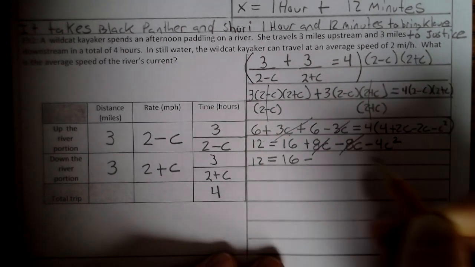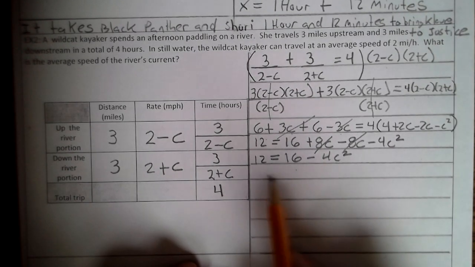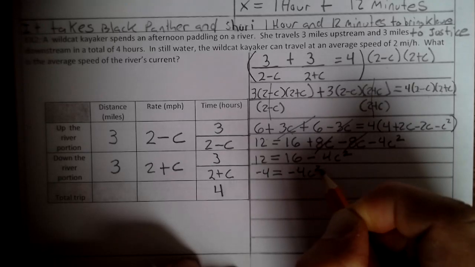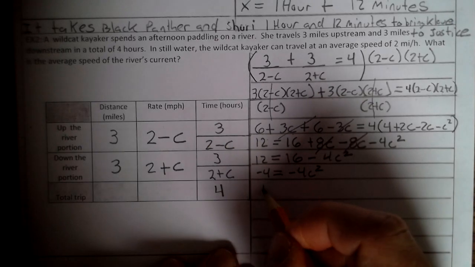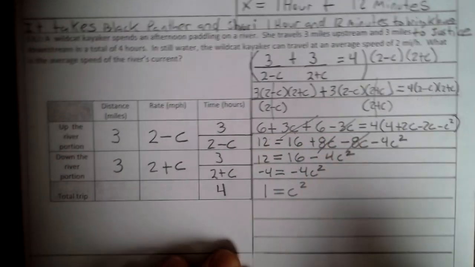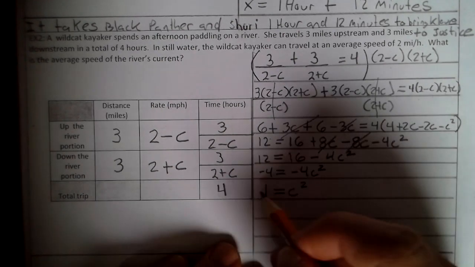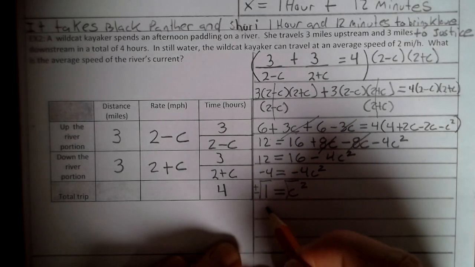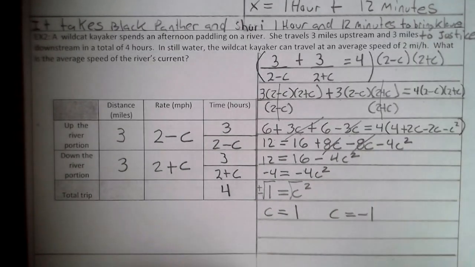Subtract 16 from both sides, you get negative 4 equals negative 4c squared. Divide both sides by negative 4, you get 1 equals c squared. Take the square root of both sides. Now remember, square root is plus or minus. So c equals positive 1 and c equals negative 1. Okay, now we need to check.